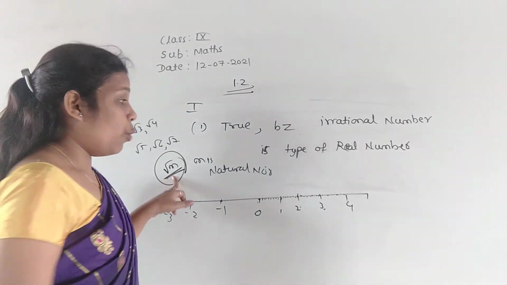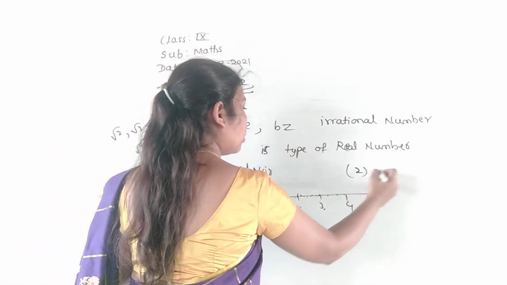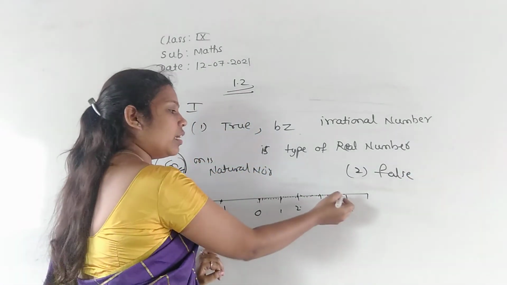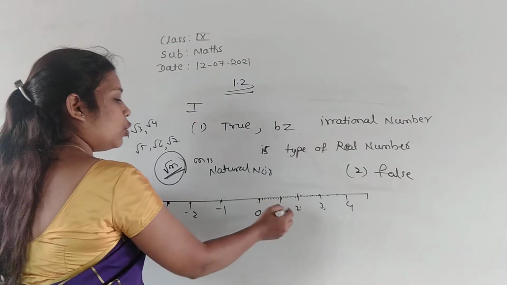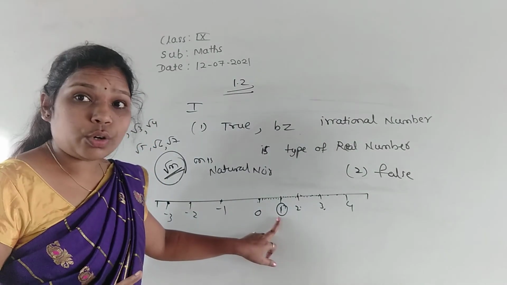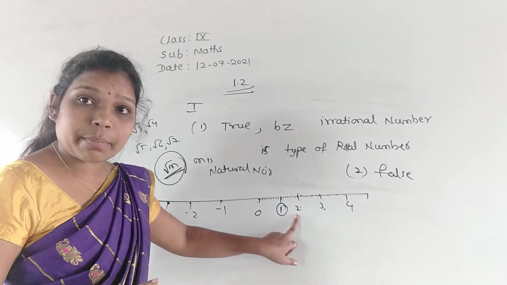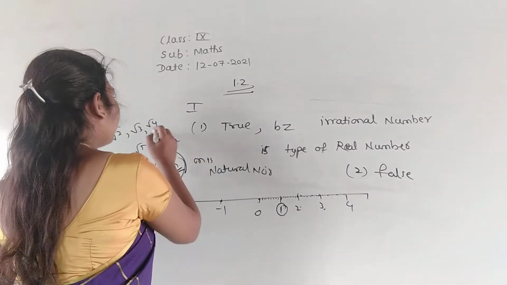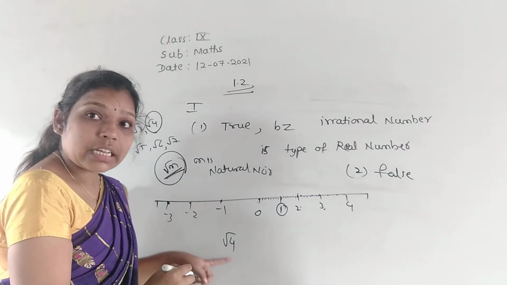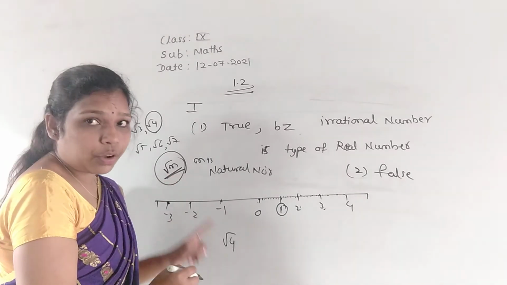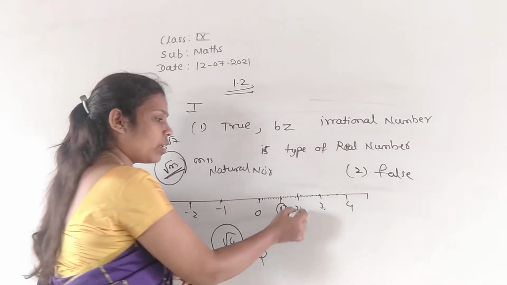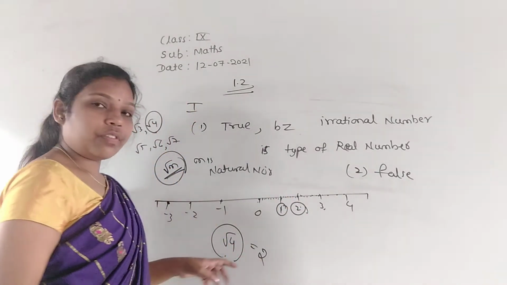Is it true? No, it is false. Why is it false? See here, on the number line we have number 1. Is number 1 an irrational number? No. And is 2 an irrational number? No. Because square root of 4 is what? Square root of 4 is of the root m form only. And what is the answer for square root of 4? That will be 2. So whether it is true?